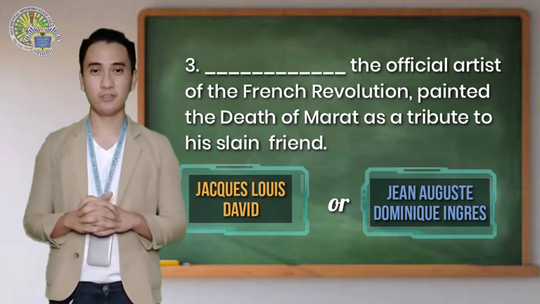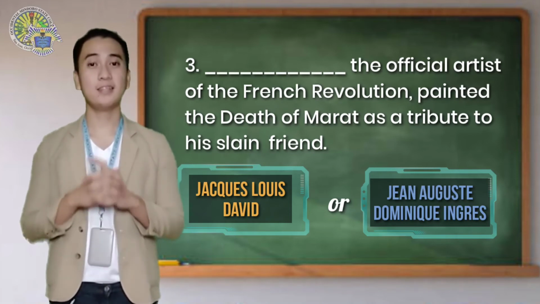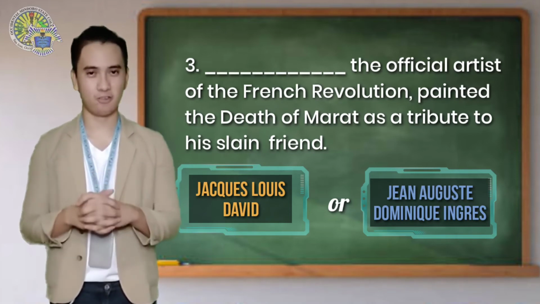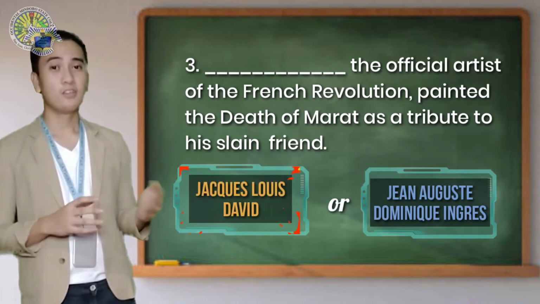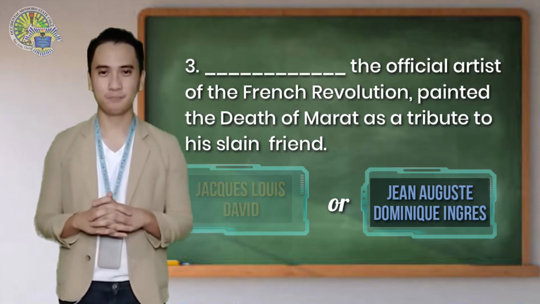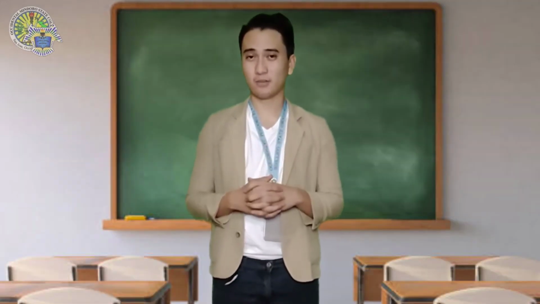Now, did you pick your answer? Okay, let's see if you still got the correct answer. The correct answer is Jacques Louis David. Very good, everyone. It seems like you are good in this kind of activity. Because of that, give yourself a boom boom clap.